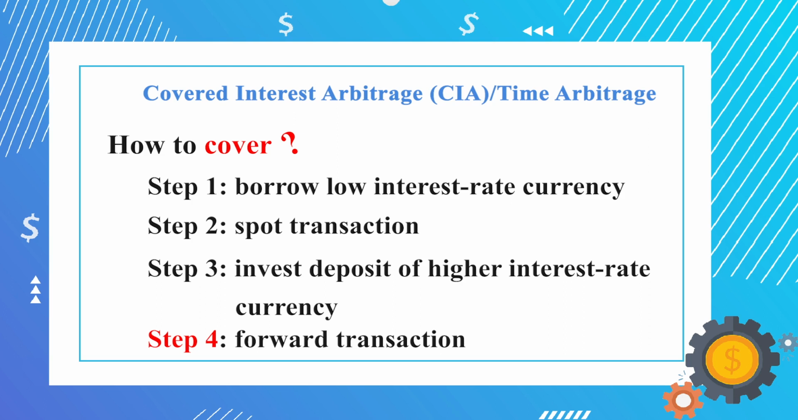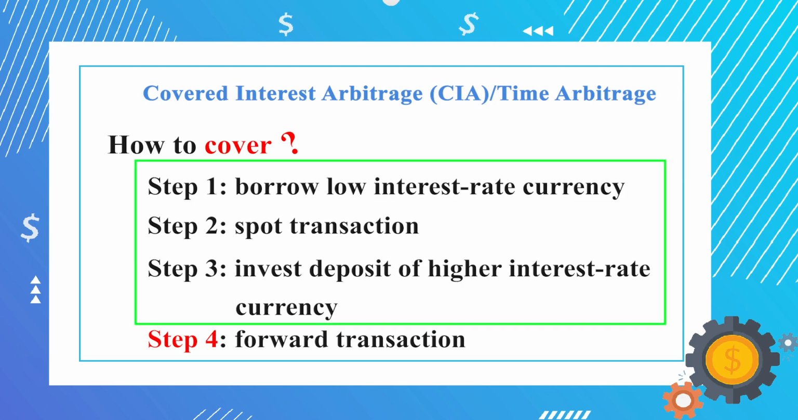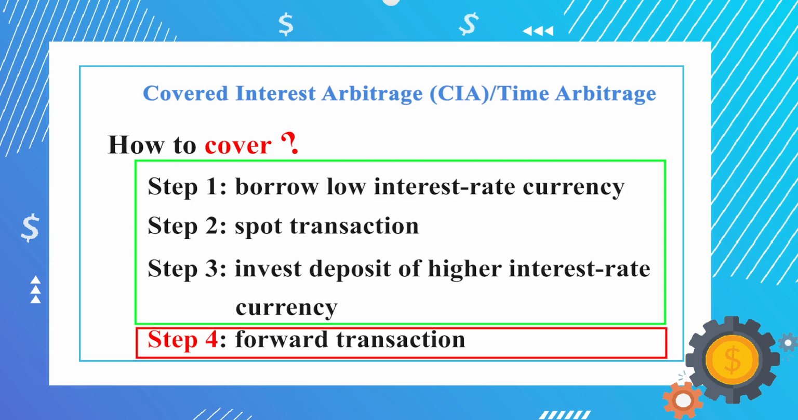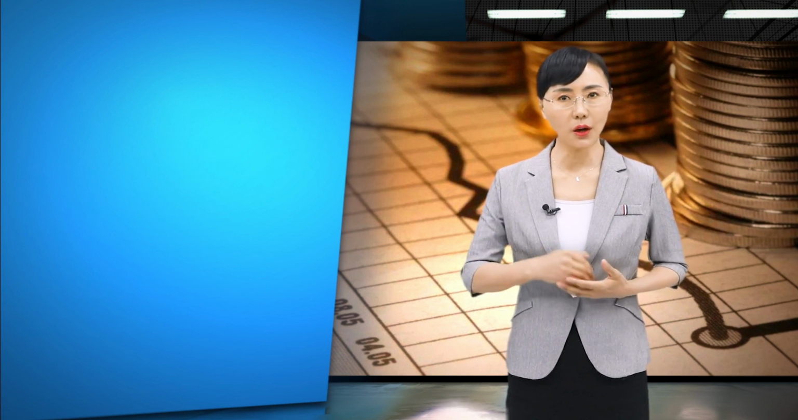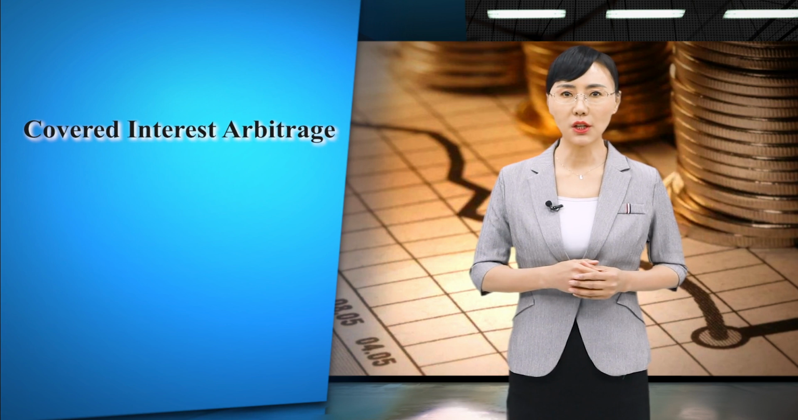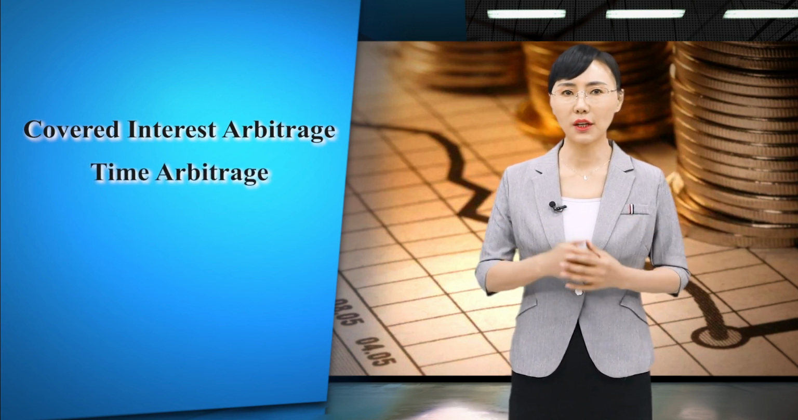In the above 4 steps, the first 3 steps are the same as the uncovered interest rate arbitrage, but plus step 4, sign a forward transaction contract. Then, when the investment on the money market has expired, you can exchange the capital and interest at the forward rate, which is already known. So, the exchange rate risk can be excluded completely. That's to say, the uncovered interest arbitrage will be covered. Covered interest arbitrage is also called time arbitrage.